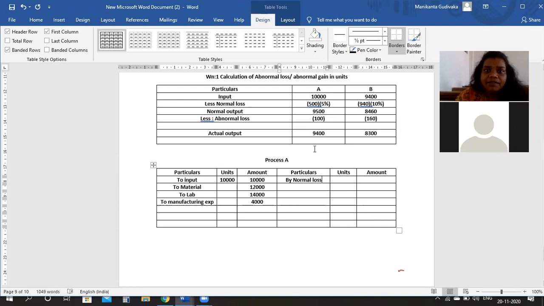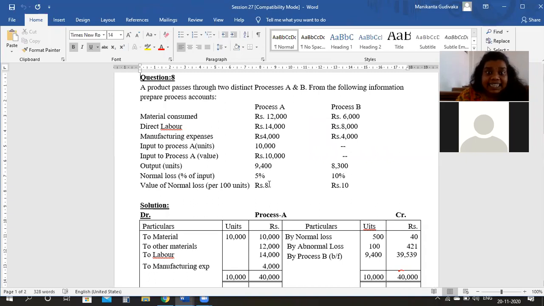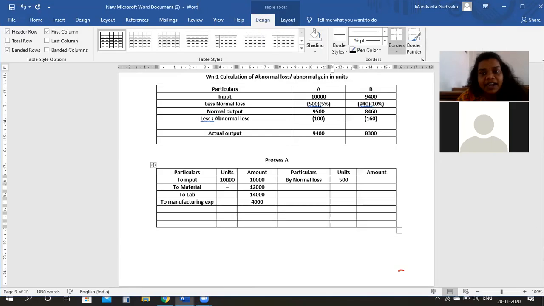Now tell me, from working note number 1, how many units do I have? 500 units. Yes or no? It is 8 rupees for 100 units. So for 500, how much? It is 100 into 4,000, sorry, 8 into 5. Clear?